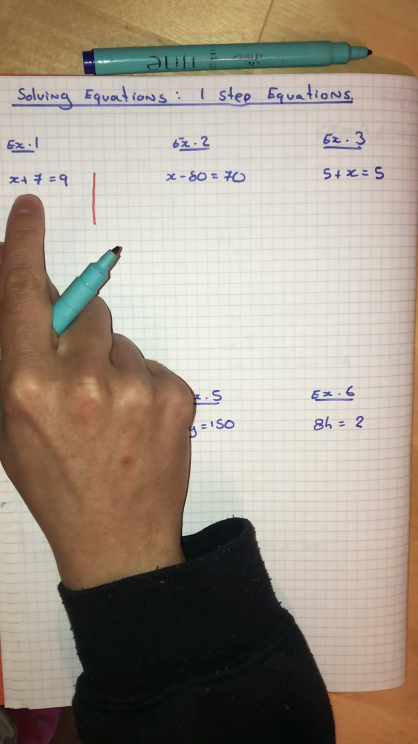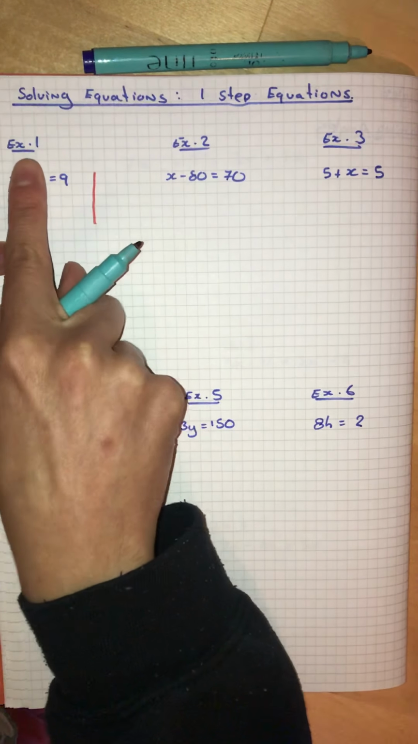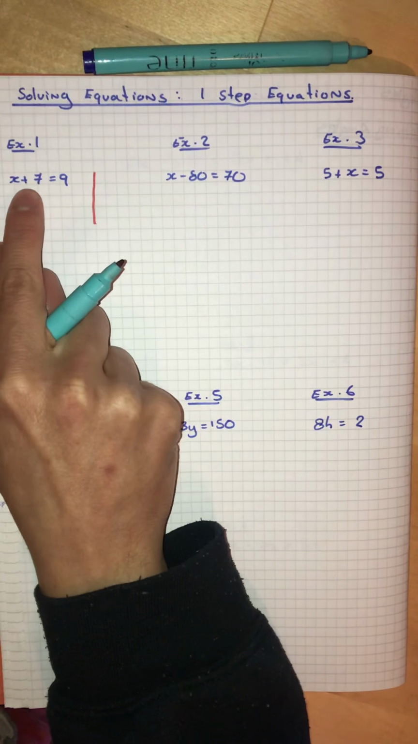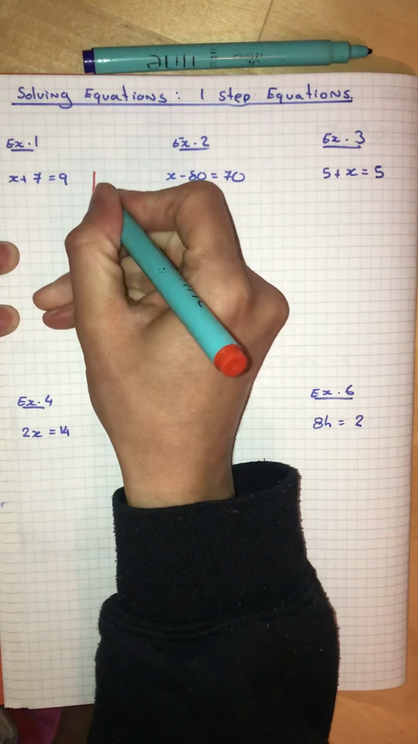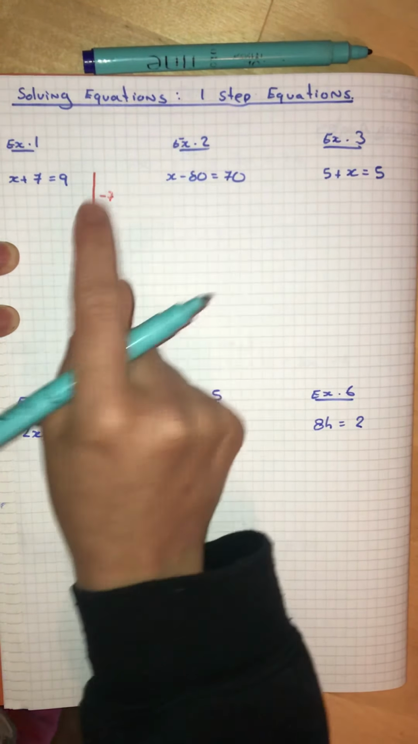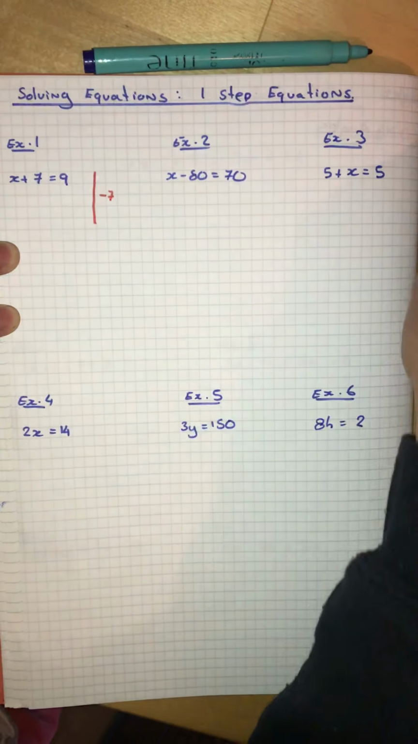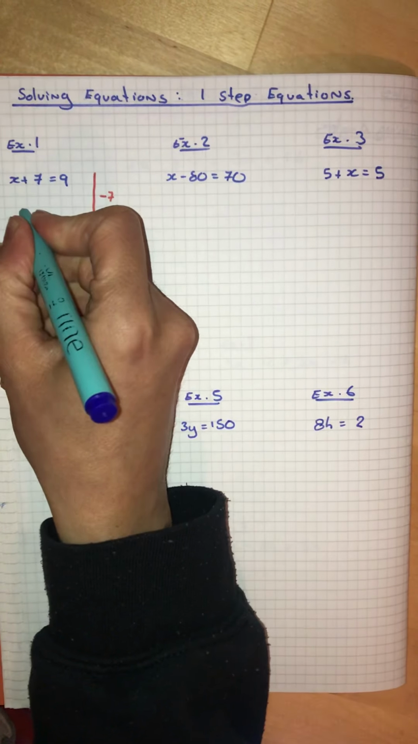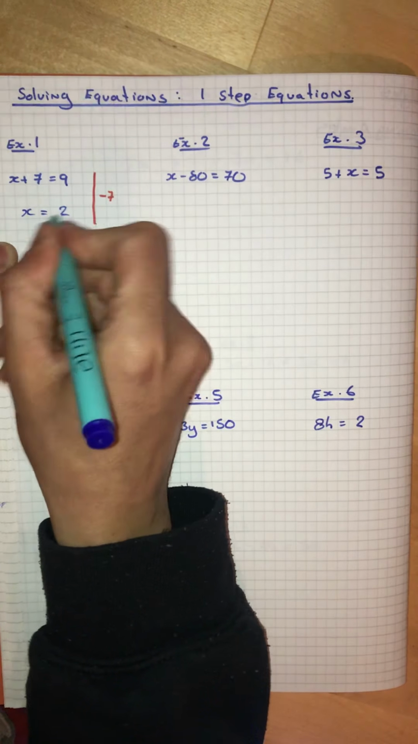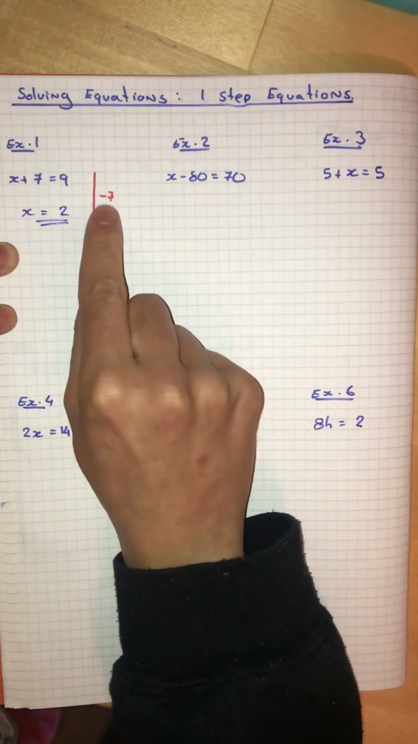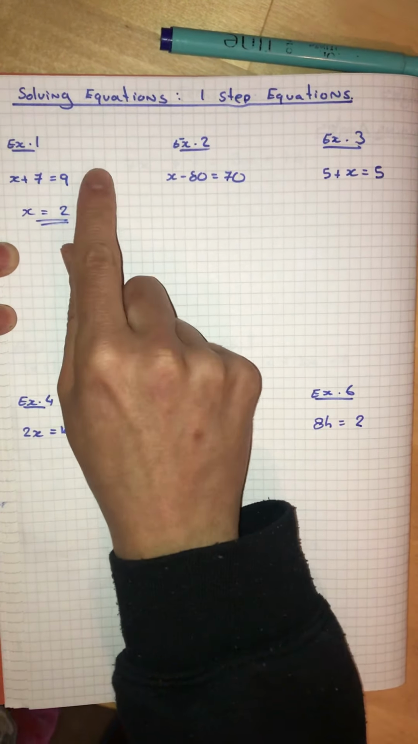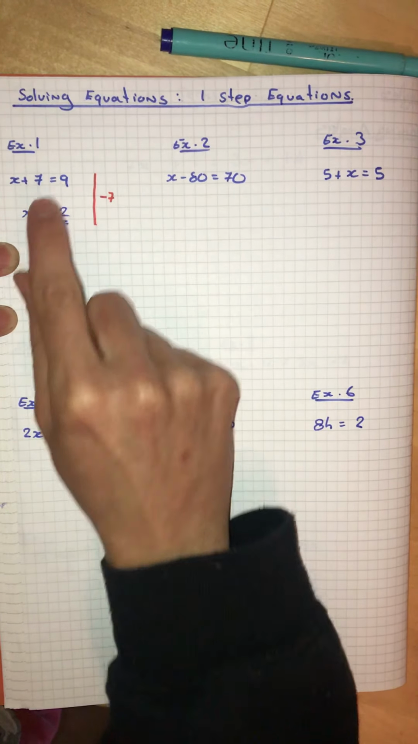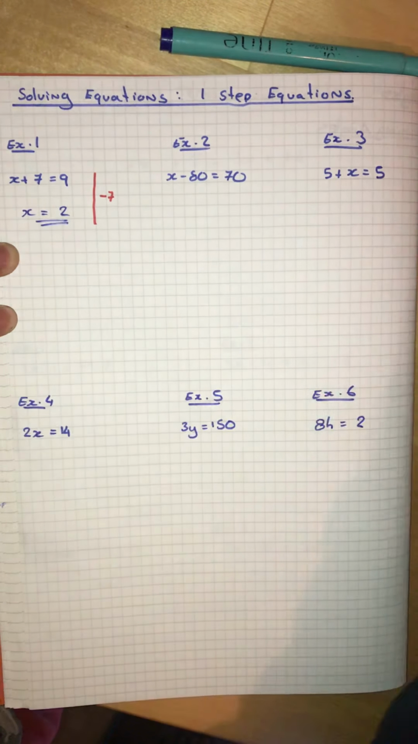Whatever we do to the left-hand side of the equation, we need to do to the right-hand side of the equation. I want to get rid of that plus 7, so that x is just on its own. So what we're going to do is take away 7 from both sides, leaving us with x equals 2. So this minus 7, and the red line is what we're doing to both sides. I'm taking 7 away from the left-hand side, and I'm taking 7 away from the right-hand side, leaving me with x equals 2.